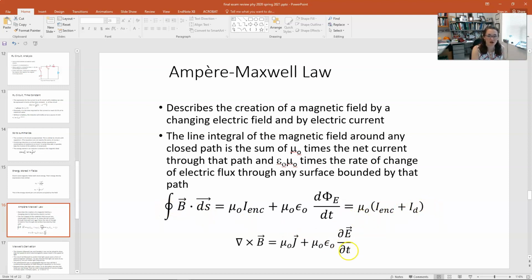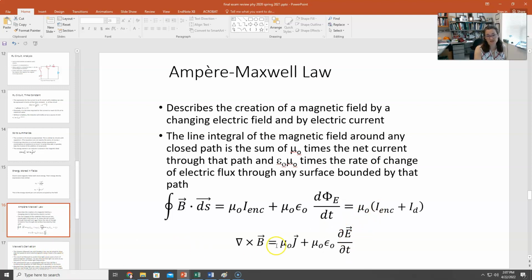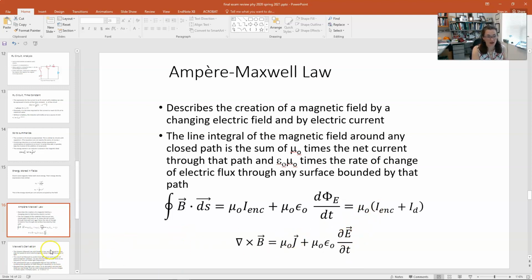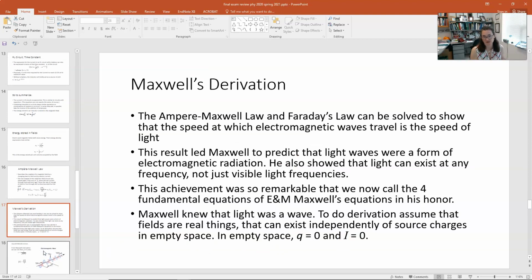Now, in differential form, the Ampere-Maxwell law is expressed as del cross B is equal to mu naught J plus mu naught epsilon naught partial of E with respect to time. Okay? So those are the two forms of the Ampere-Maxwell law. Now remember that once this law had been written out, Maxwell then did his famous derivation, where he showed that the speed at which electromagnetic waves travel is the speed of light, and that the speed of light can be written in terms of other fundamental constants, mu naught, epsilon naught.